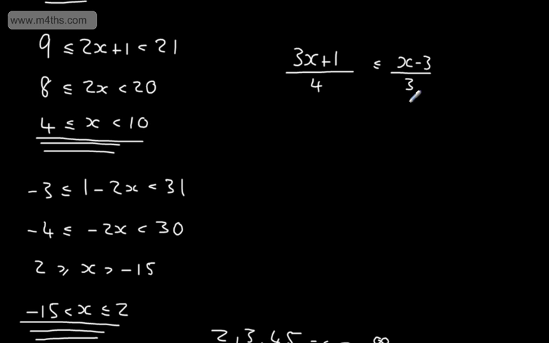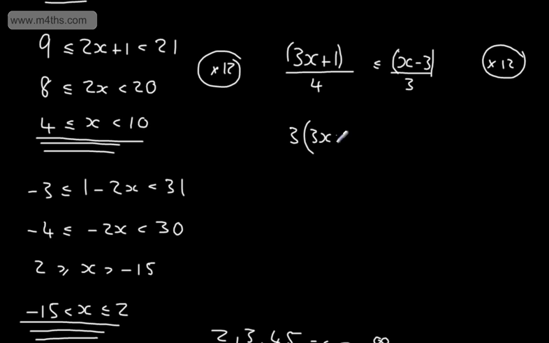I've got fractions and I'm simply going to multiply by the lowest common multiple. The lowest common multiple of 3 and 4 is 12. So multiplying both sides of the inequality by positive 12, that means we're not going to get a change of the sign. Multiplying this one by 12 gives me 3 lots of 3x plus 1, with the fraction cancelling, and that is going to be less than or equal to 4 lots of x minus 3.